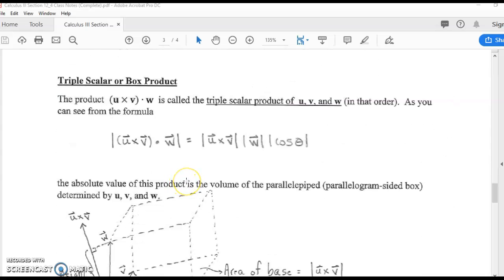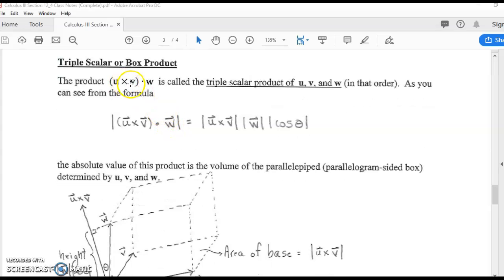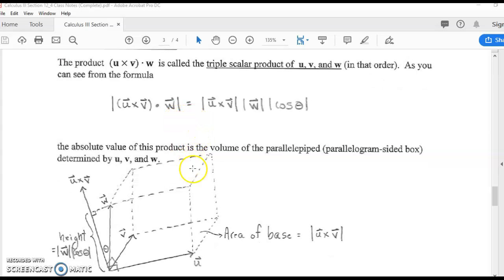Okay, another type of interesting product is called the triple scalar, or the box product. That is because if you compute u cross v and then dot it with w, where I have any three vectors u, v, and w in that order, then what happens is it gives us the volume of what's called the parallelepiped. So it's this box where the vectors u, v, and w form three adjacent sides.